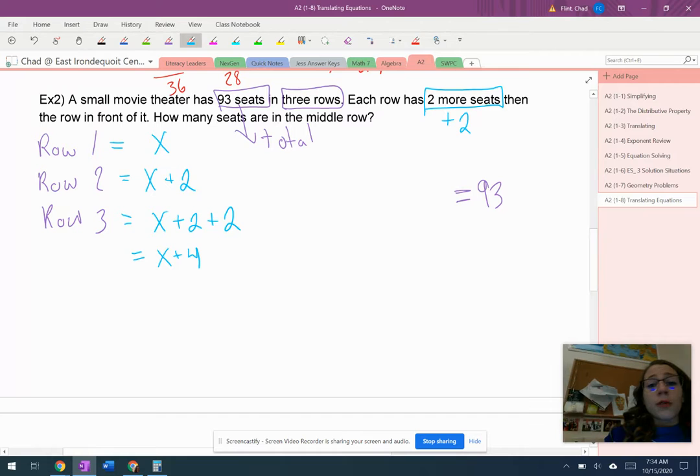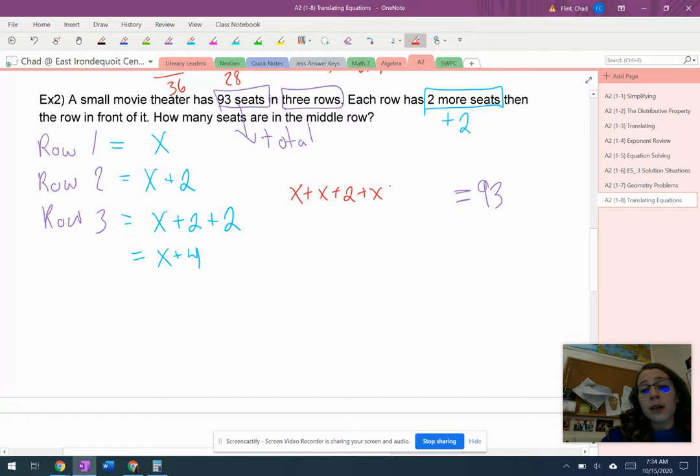Okay, so now we're going to use those expressions to make that equation. By them telling you there's 93 seats in those 3 rows, they're telling you that the total is 93. So when I add those together, I'm going to take x plus x plus 2 plus x plus 4 and set that equal to the 93 that I had over there already. 1, 2, 3x plus 6 is equal to 93.